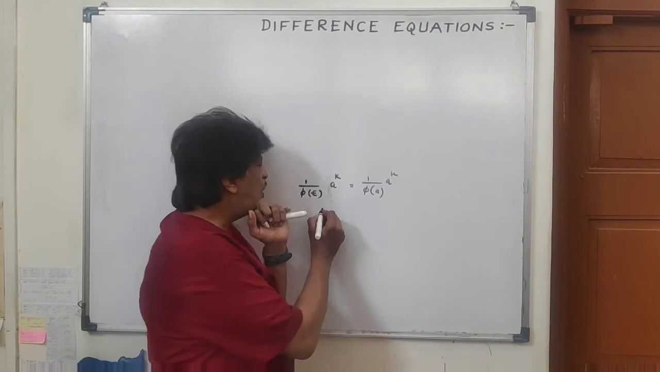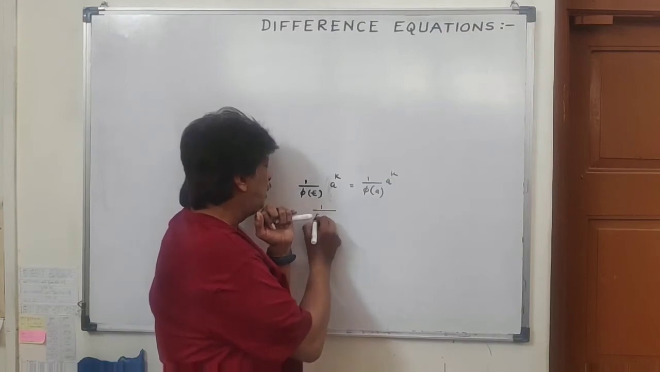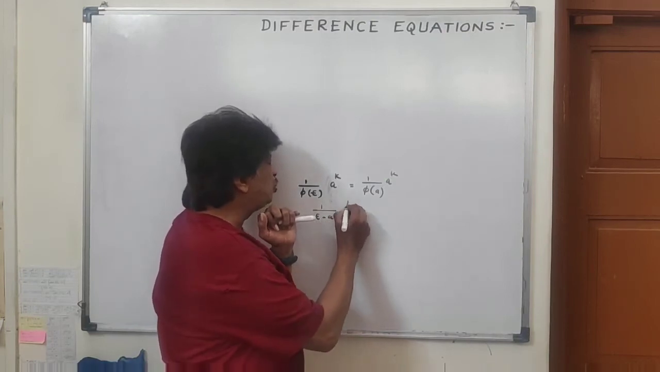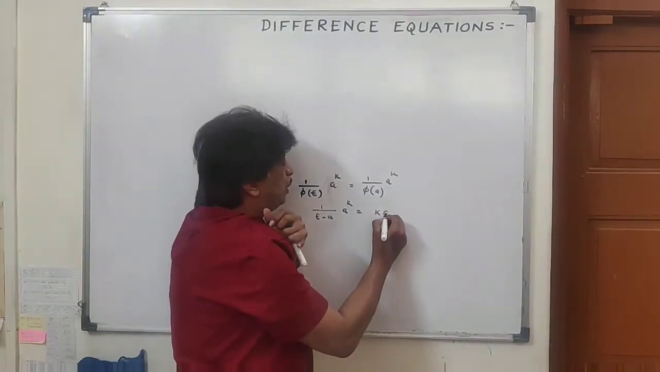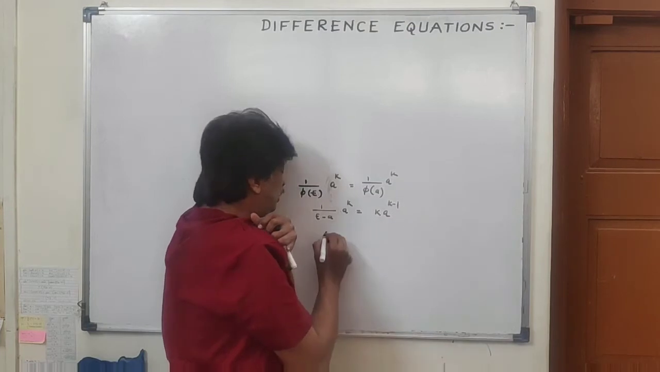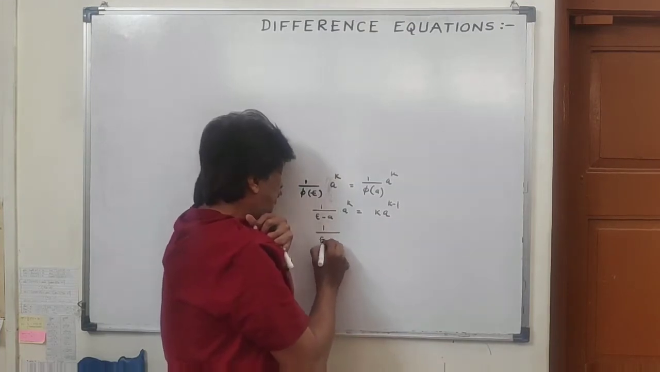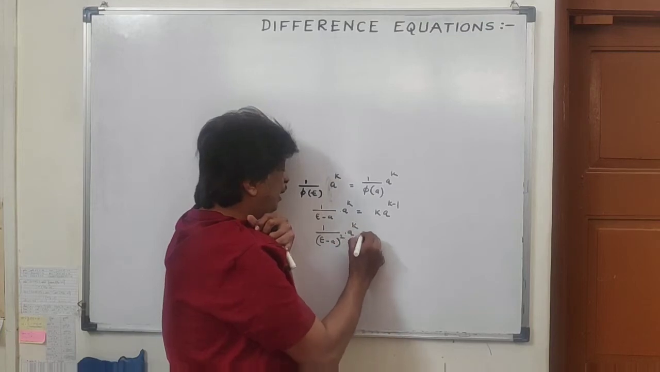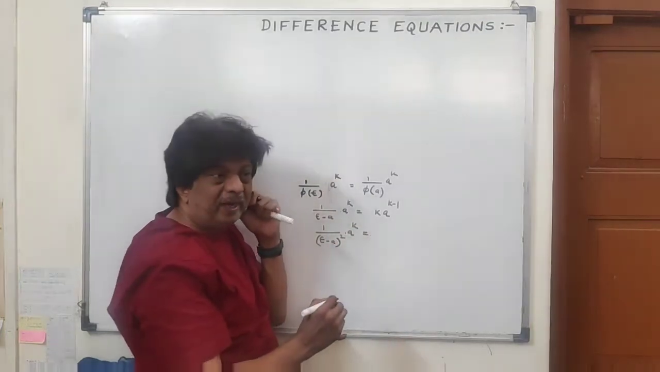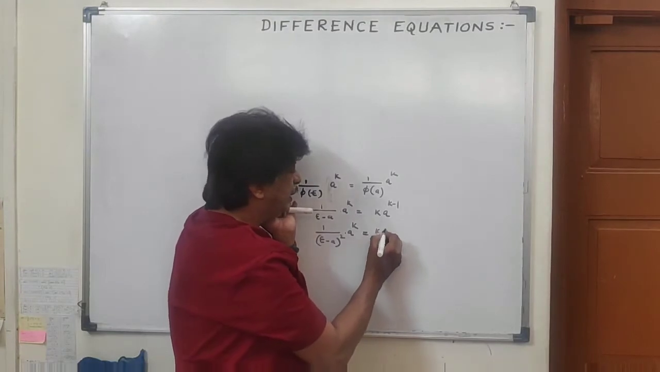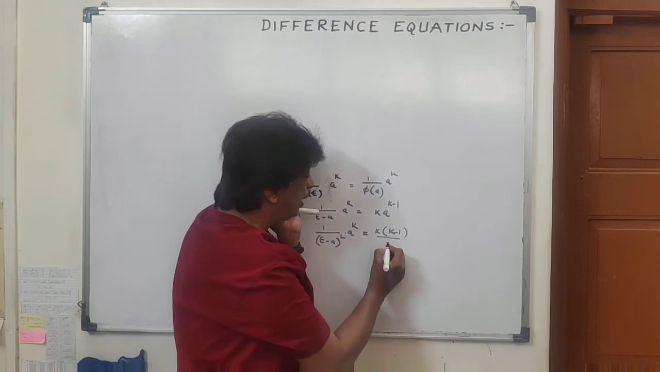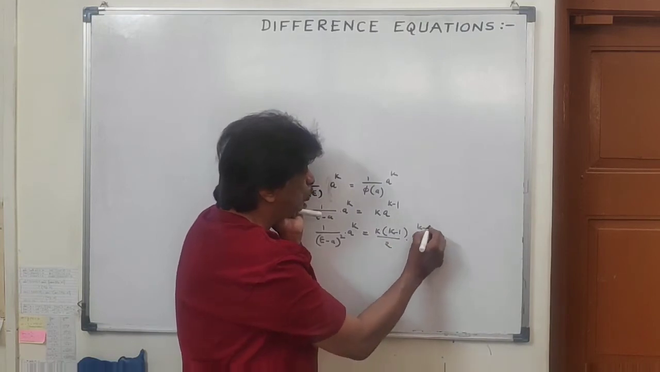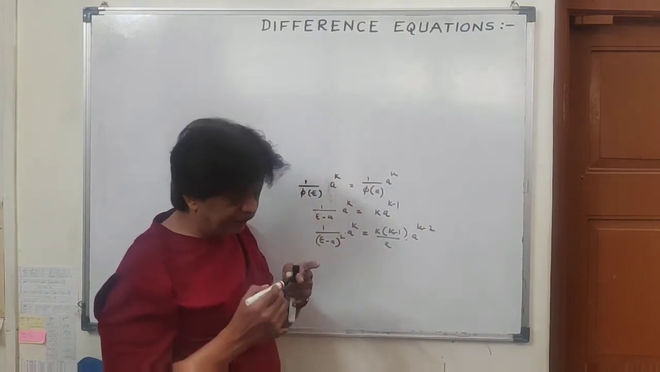Otherwise, we have also seen that 1 upon E minus A into a raised to power k is k into a raised to power k minus 1. 1 upon E minus A whole square into a raised to power k was k into k minus 1 upon 2 factorial into a raised to power k minus 2. This we have also discussed.